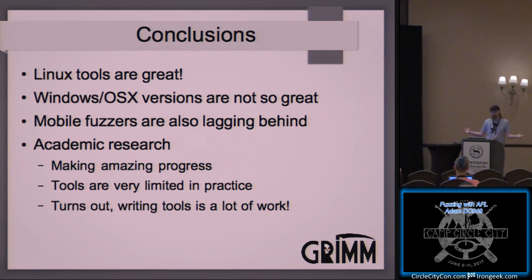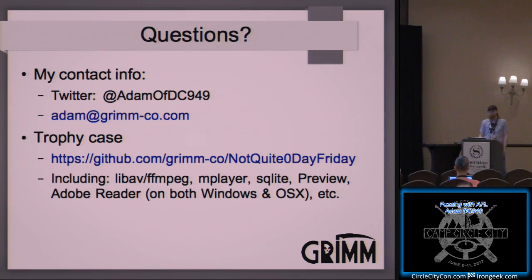Basically, Linux tools are great. Windows and OS X, not so great. The academic research is amazing, and the tools are awesome when they work, but they're not broadly applicable because that's not really the problem that the academics are trying to solve. They're trying to prove this is possible, and they've done so. So their job is done. And if you want to use their tools, it's up to you to improve them, extend them, etc. It turns out that's a lot of work, and so academics are like, nah, I'm going to move on to something more interesting. That's boring.